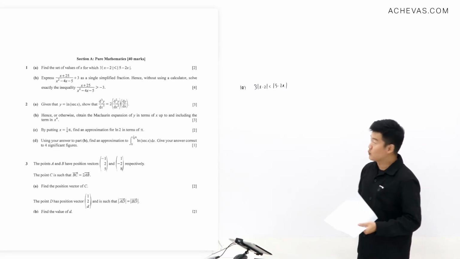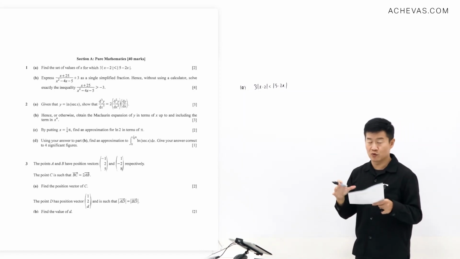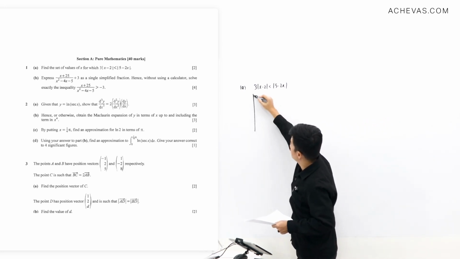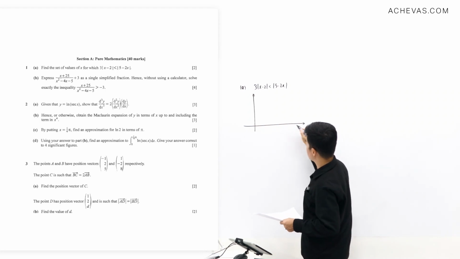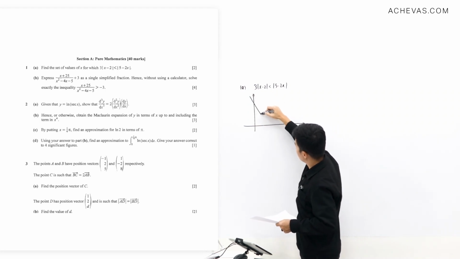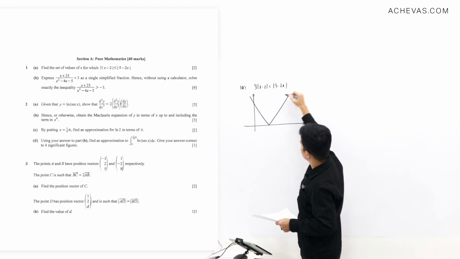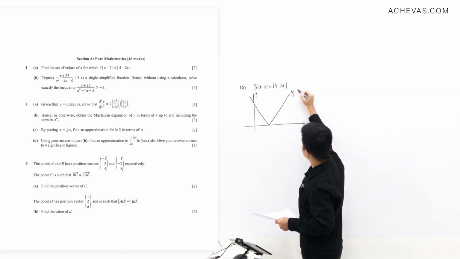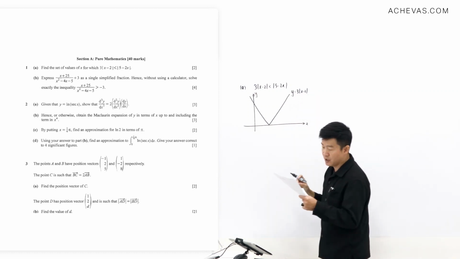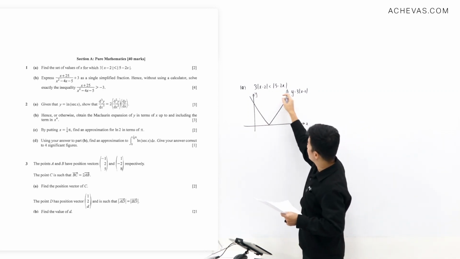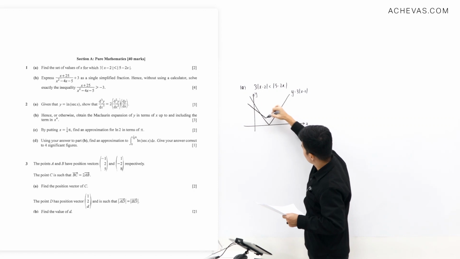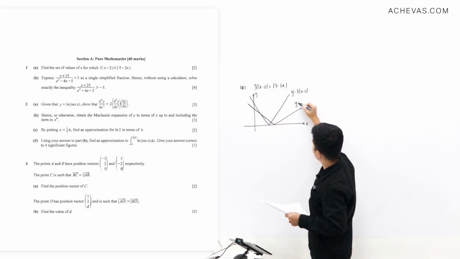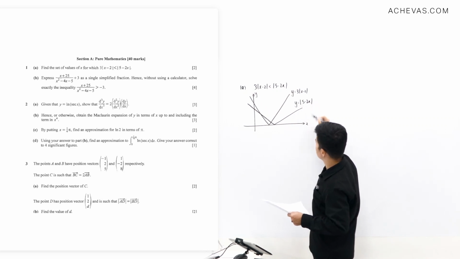The most efficient way that we can solve this inequality will be to draw the graphs of the left-hand side and the right-hand side. Using the graphing calculator, these are the two graphs that I will be getting. This is y = 3|x - 2|, and this other graph is y = |5 - 2x|.